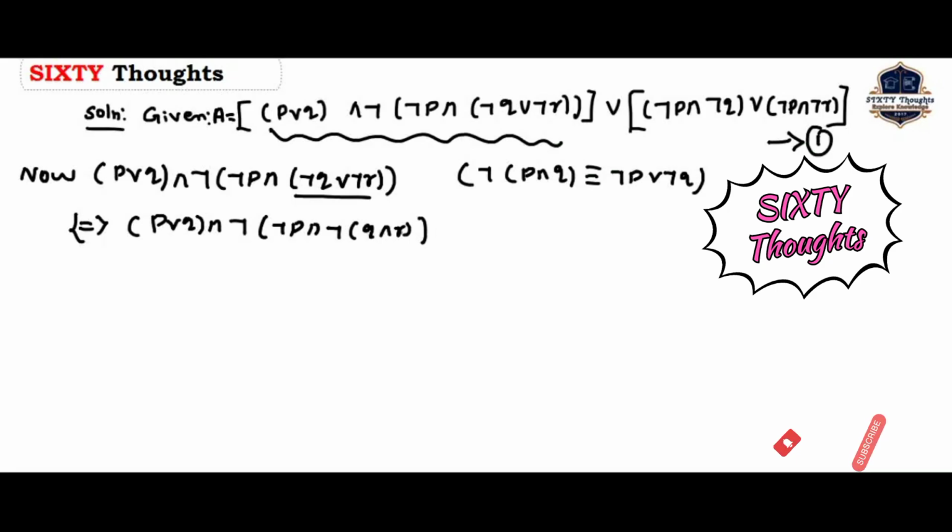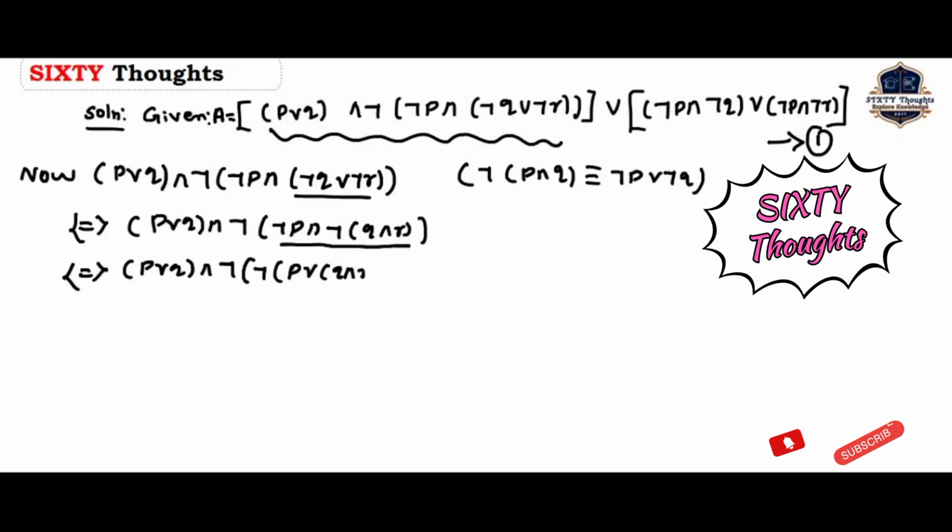Okay. So what is the next step? Once again we are using De Morgan's law. We see this term only. So once again we are applying De Morgan's law. We get P or Q, and if we take this negation outside, negation of, we get P or Q and R. Okay. So using De Morgan's law.